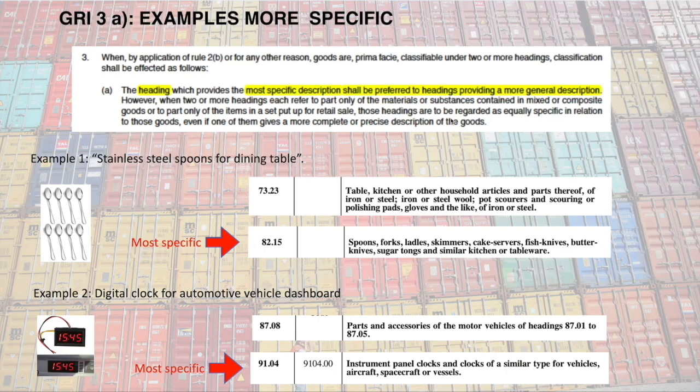The first sample presented here is a classification of stainless steel spoons for the dining table. In this case, after applying rule 1, it wasn't possible to find a classification only with the text of the heading and legal notes. And after applying rule 2, we define that prima facie our product corresponds to being resolved by rule 3, since it has 2 or more classification options.